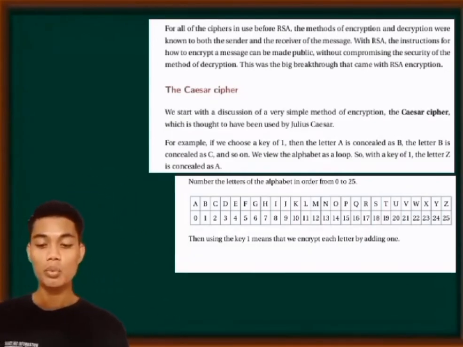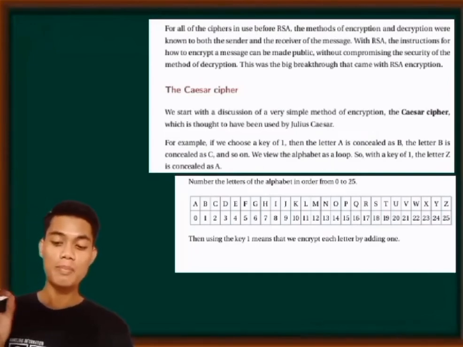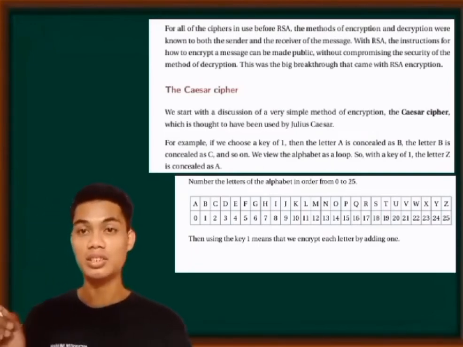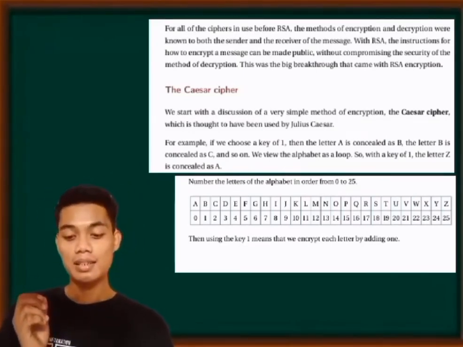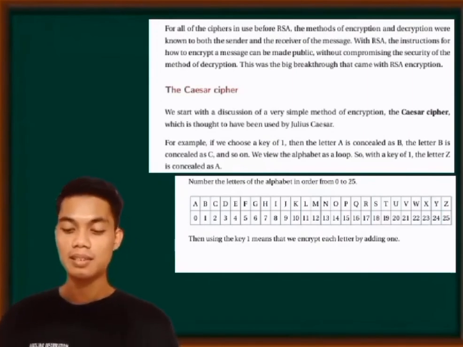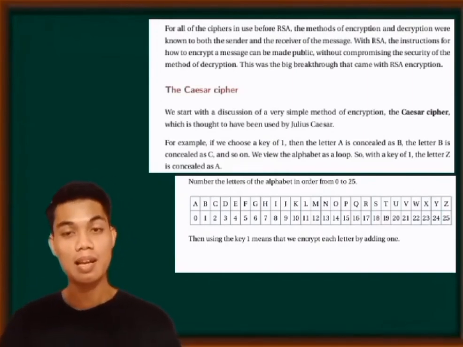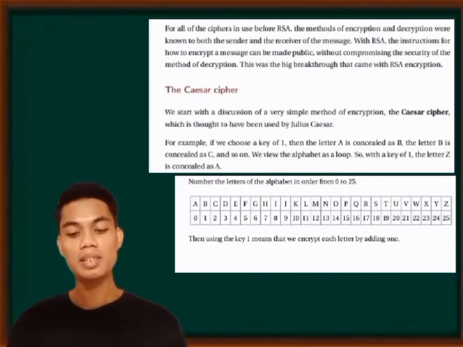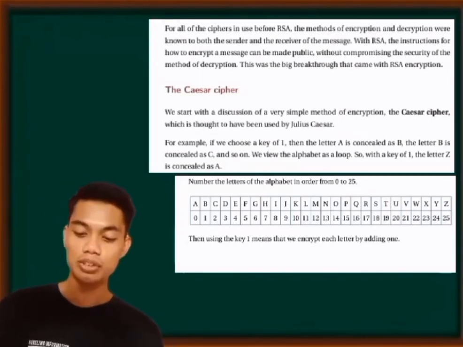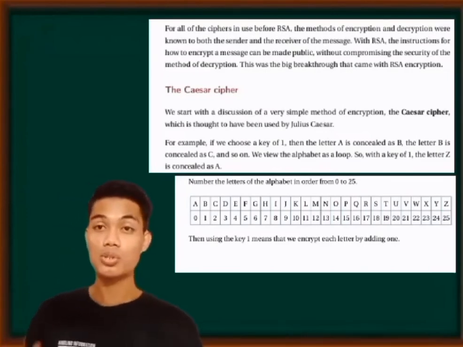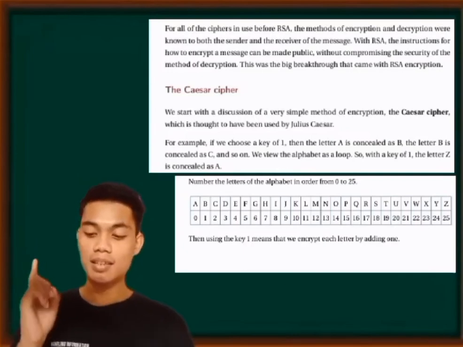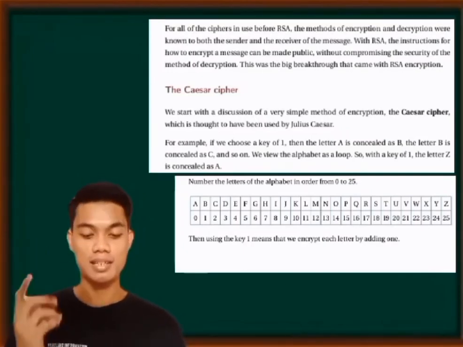So we start with a discussion of an early method of encryption, the Caesar cipher, which is thought to have been used by Julius Caesar. For example, if we choose a key of 1, then the letter A is concealed as B. The letter B is concealed as C, and so on and so forth. We view the alphabet as a loop. So with a key of 1, the letter Z is concealed as A.